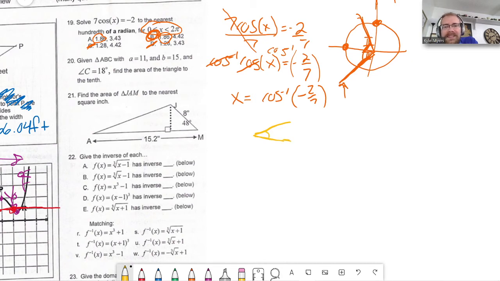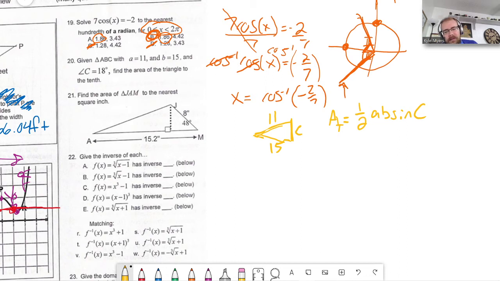So if this is C, then side C would be across from it, which I don't know. But I do know A, and I do know B. Which means I have two sides and the angle between them, which means I can use the area formula for the triangle that is 1/2 AB sine C. Area of a triangle formula. Okay, that's one of the three area formulas, and my program for the triangle area includes that formula, so I'm just going to use my program again.